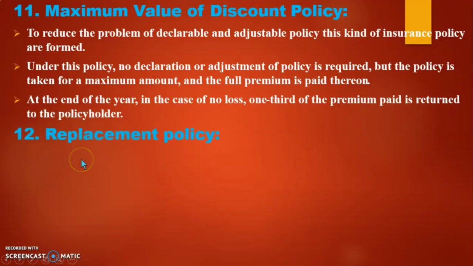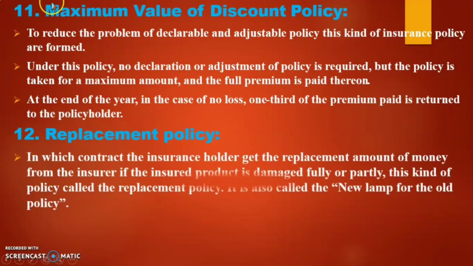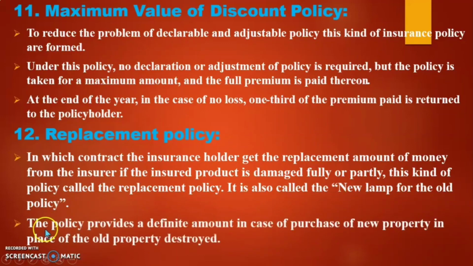Number 12, replacement policy. In this contract, the insurance holder gets the replacement amount of money from the insurer if the insured product is damaged fully or partly. This kind of policy is called the replacement policy. This is also called the new for old policy. The policy provides a definite amount in case of purchase of new property in place of the old property destroyed.